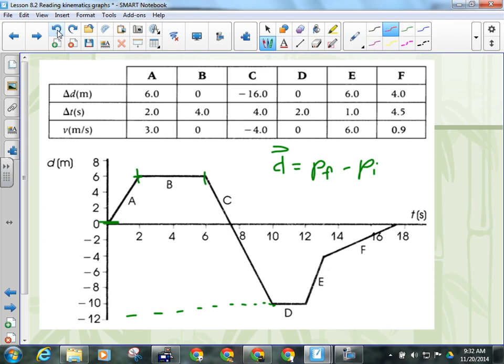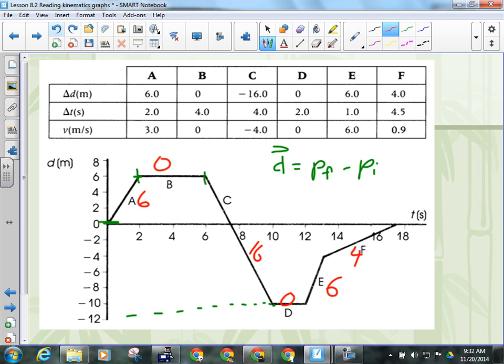We got to find out how far it goes in each section of the graph without direction, because distance is scalar. All right, we said here that this one was 6, this one was 0, this one was 16, this one was 0, this one was 6, and this one was 4. All right, so 6 plus 16 is 22, and 10 more is 32. Philip was right, 32 meters is the total distance traveled.